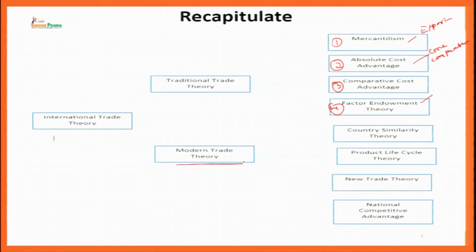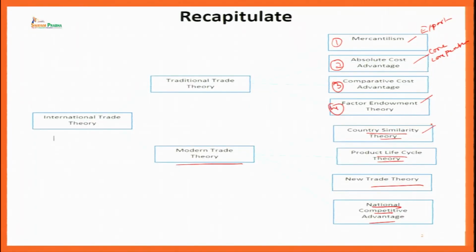Thereafter, we moved to the modern trade theory, and in the modern trade theory there are the country similarity theory, product life cycle theory, new trade theory, and national competitive advantage theory. The country similarity theory talks about four essential parameters: there should be some economic similarity among the countries having international trade, some locational similarity, and some cultural similarity among the countries when you are having some trade, and political and economic interests should be common among the countries who are going to do trade together. So that is what is covered under the country similarity theory.